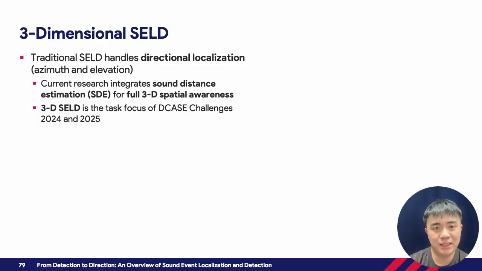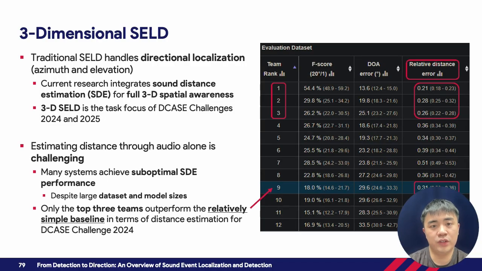However, estimating distance from audio alone is extremely challenging. If you take a look at the official results from the DCASE 2024 challenge, a pattern emerges. On the relative distance error metric, most of the complex submissions actually performed worse than the simple baseline system. Only the top 3 teams managed to achieve a meaningful improvement in distance estimation.